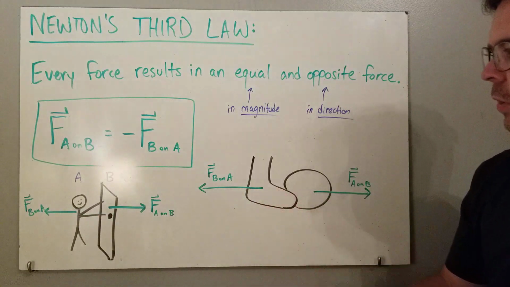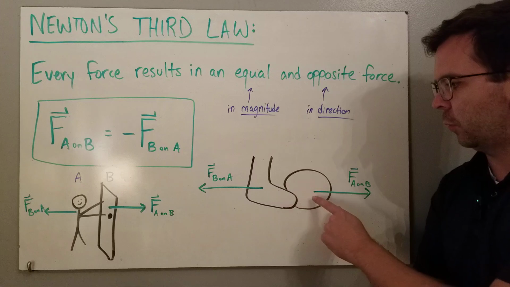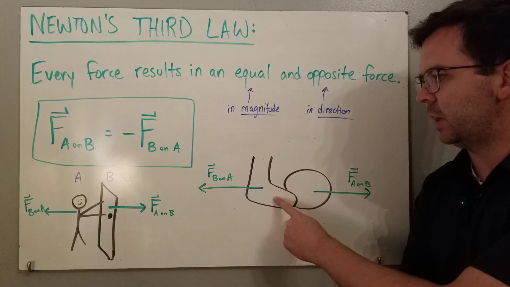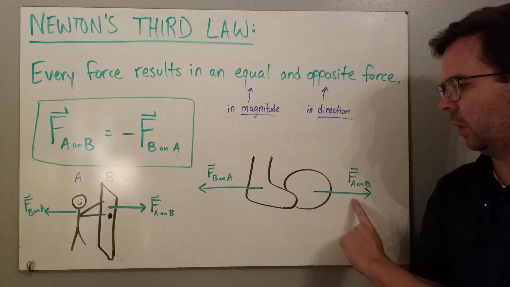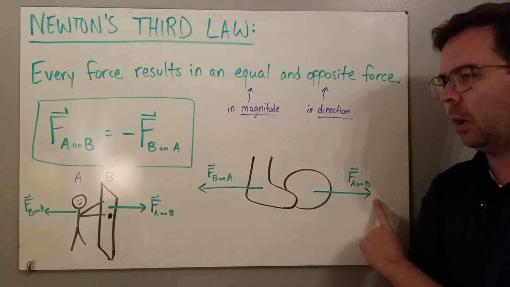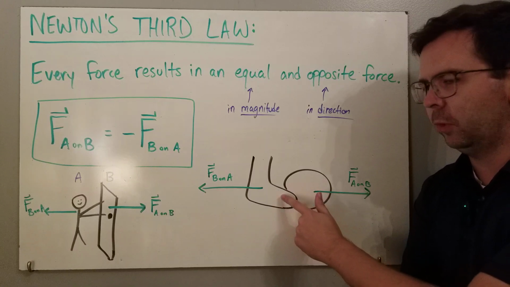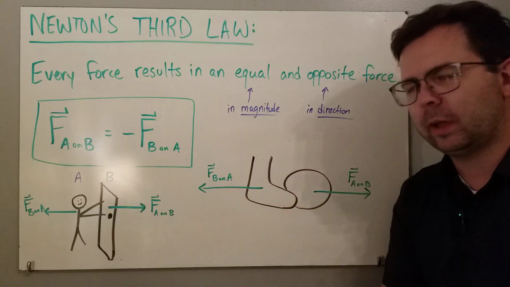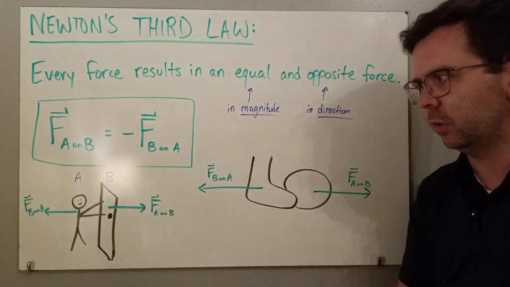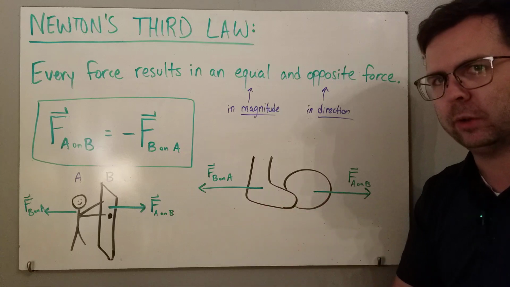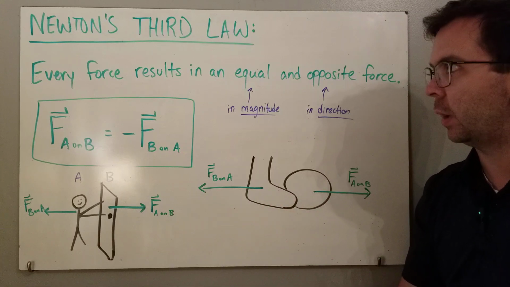You kick a ball. All right, you apply a force to the ball. Again, you are object A, the ball is object B. So there's a force applied to the ball, A on B. The ball also applies a force to your foot, slowing it down. And that is an equal amount of force, but in the opposite direction. So they're equal in amount or magnitude, but they're opposite in direction.